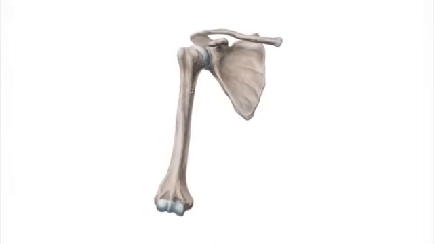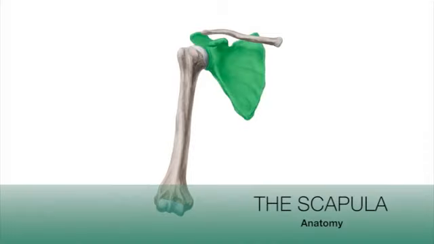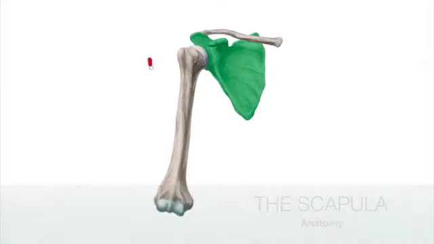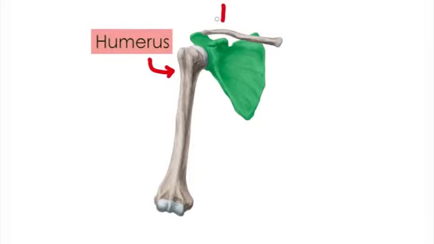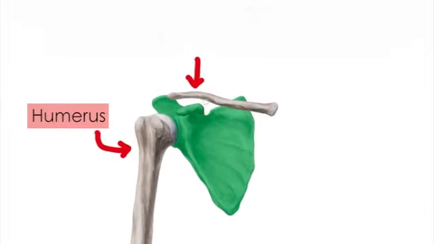Now that we just completed the humerus, it is time to move on to this flat triangular shaped bone known as the scapula, seen here in green. It is also known as the shoulder blade because it is one of the major bony components of your shoulder. Now, in this image here, you can see two other bones that articulate with the scapula. The first one located laterally is known as the humerus, and also superiorly, you can find the clavicle.